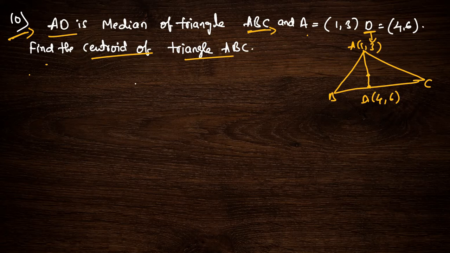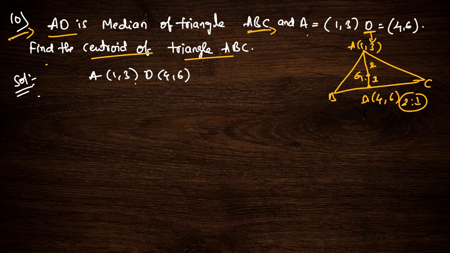Now the centroid comes here like this. It divides the median in the ratio 2 to 1. The centroid is G. Now the solution. We have the points A (1, 3) and D (4, 6), and the ratio is also 2 to 1. So we can use the section formula here. Yes, the section formula will help us.